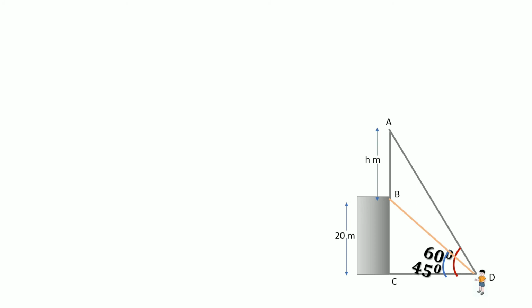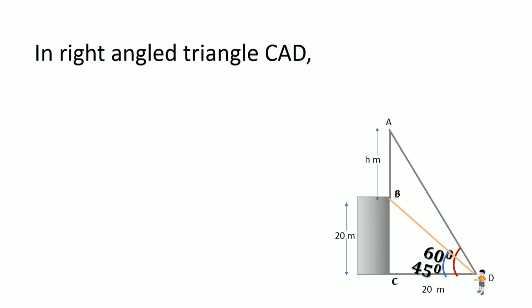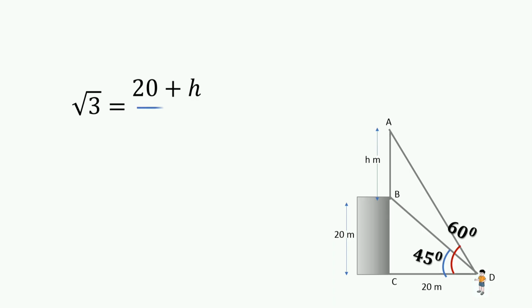In right angle triangle CDA, here CD we know. We have already found it out. It is 20 meters. Here we have to find AB. How? In triangle CAD, tan theta is equal to opposite by adjacent. You already know, tan 60 is equal to (20 plus h) by 20. Tan 60 is root 3. Root 3 is equal to (20 plus h) by 20.